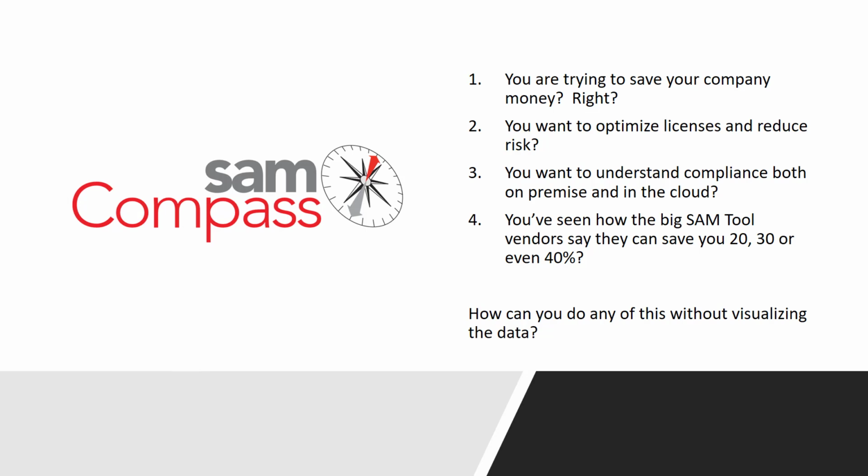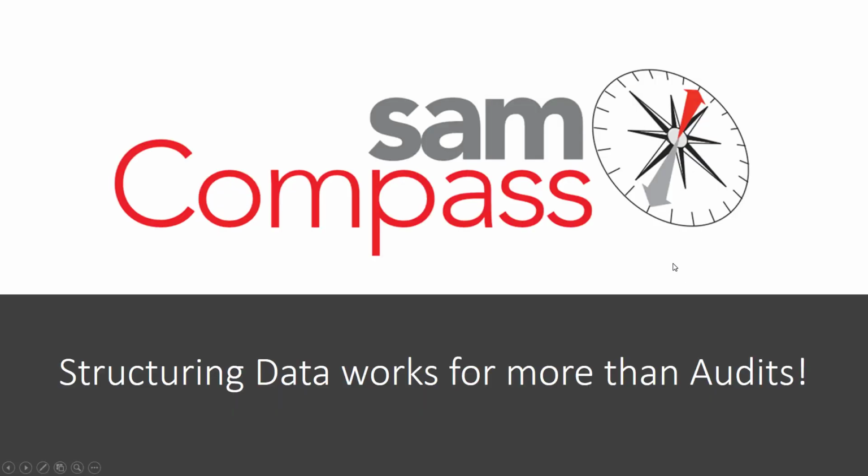First, let me ask you a question. You are trying to save your company money, right? You want to be able to optimize your Microsoft licensing, whether that's on-premise or cloud-based licensing like Office 365. And you've seen the big asset management tool companies promote how their tools give you the rigor and the processes to save you 20, 30, and even 40% on software license and audits. So, as someone that's responsible for software licensing, can you tell me how you can save money without being able to correctly visualize and analyze your deployment data? It's impossible, right? And there's a reason for that.